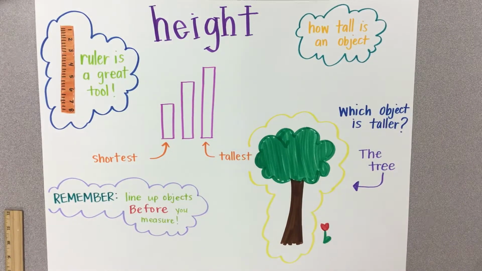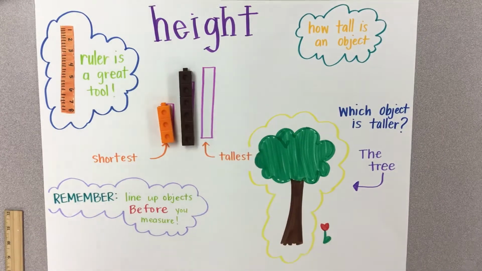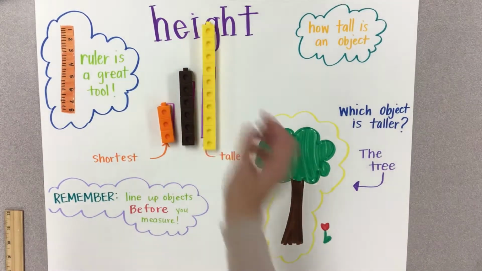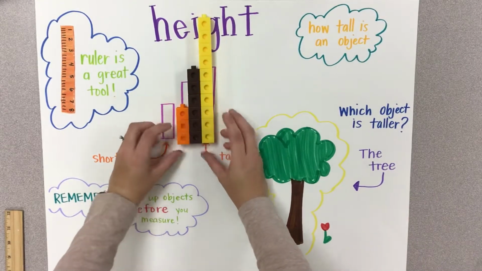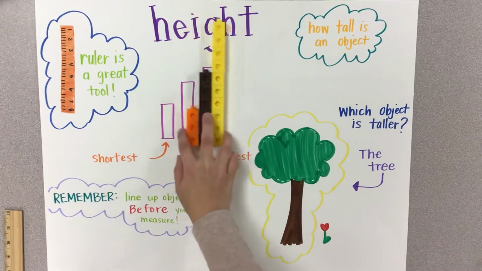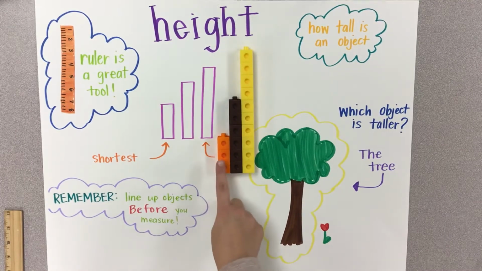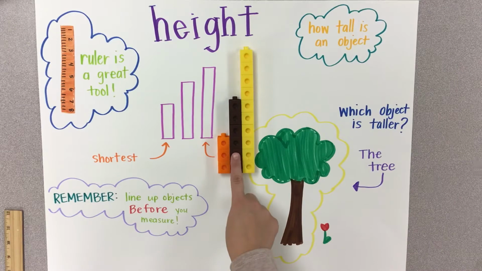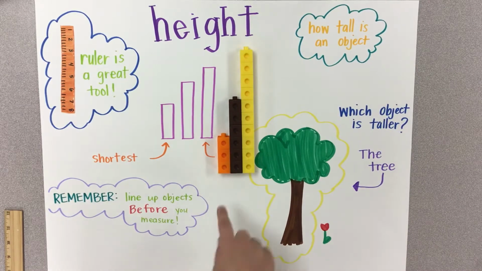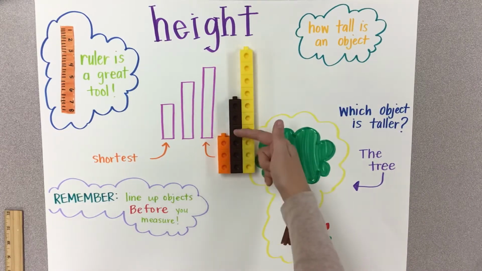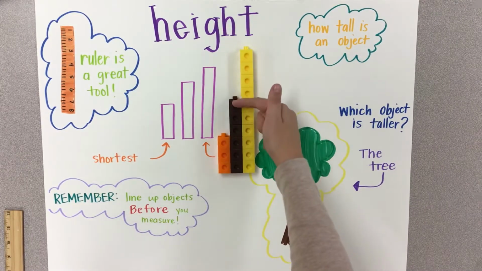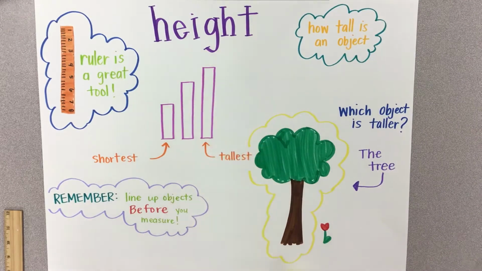Let's look at some connecting cubes. I have the shortest tower of connecting cubes, a medium tower of connecting cubes, and the tallest tower of connecting cubes. If I line them all up on the bottom, I can see that sure enough, the orange are the shortest, the medium is the brown, and the tallest is the yellow. They all start here and they go up. And they're not the same height. This one is taller than the orange one, and this one is taller than the brown and the orange one.